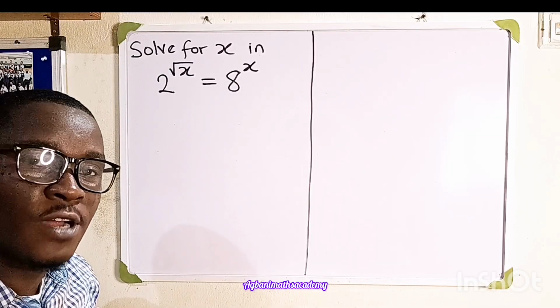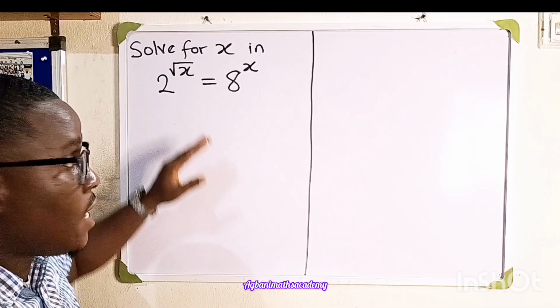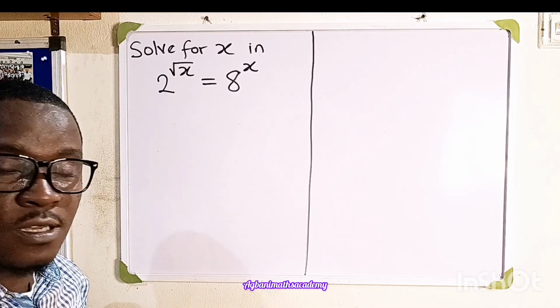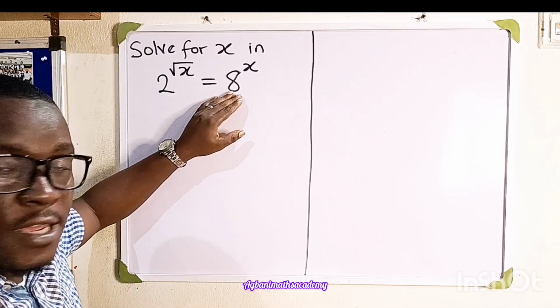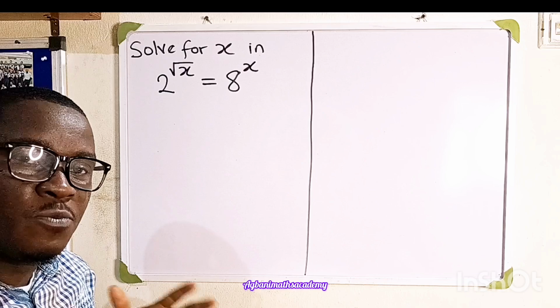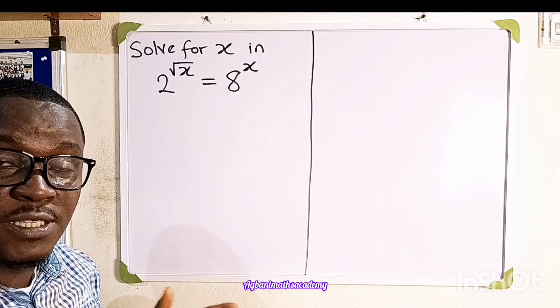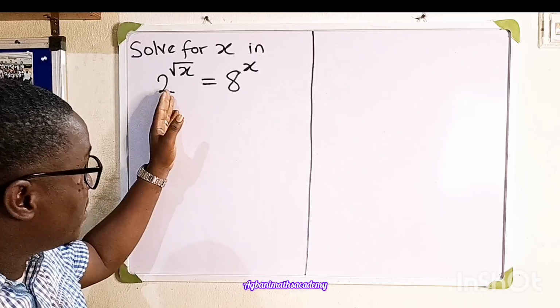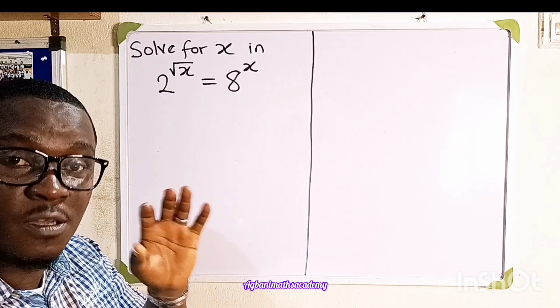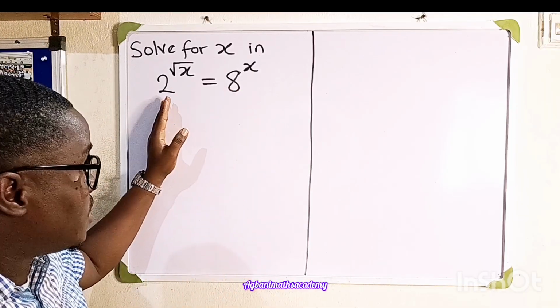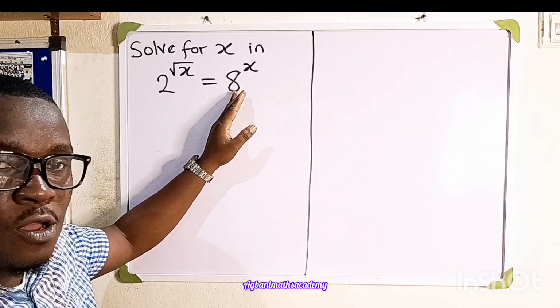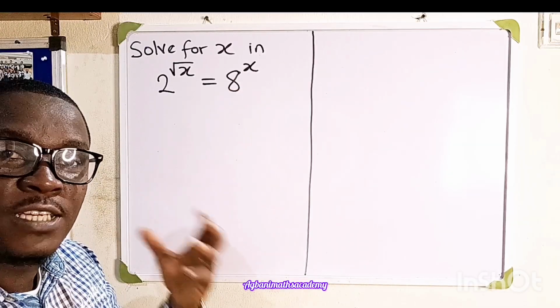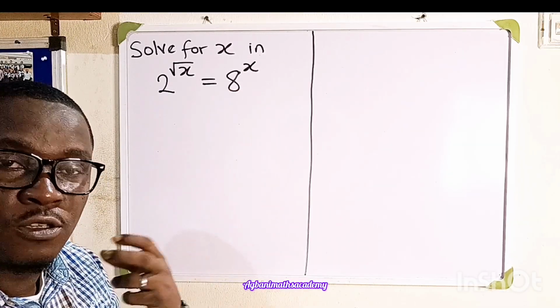So the first thing we're going to try to do is to make sure that we eliminate the two bases. Here the base is 2, here the base is 8. At this point, we cannot eliminate them because the bases are not the same. One of the principles in indices is if the bases are the same, you equate the powers. But here, the bases are not the same. 2 here, 8 here.